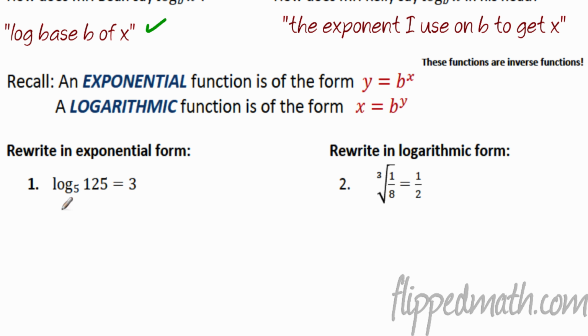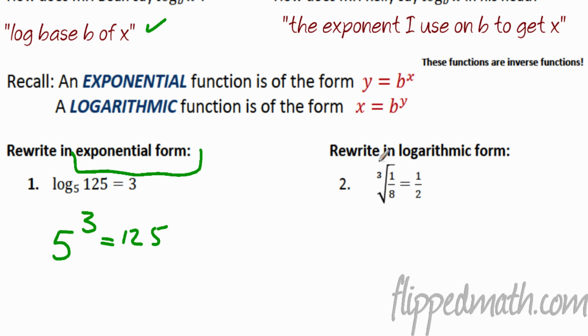Technically, you say it like Mr. Bean: log base 5 of 125 equals 3. Okay, the way I say it, the exponent you use on 5 to get 125. So the base is 5, the exponent is 3. This is telling you how to write it in what we call exponential form, meaning you write it with an exponent. So 5 to the third equals 125. That is true. The exponent I use on 5 to get 125 equals 3.